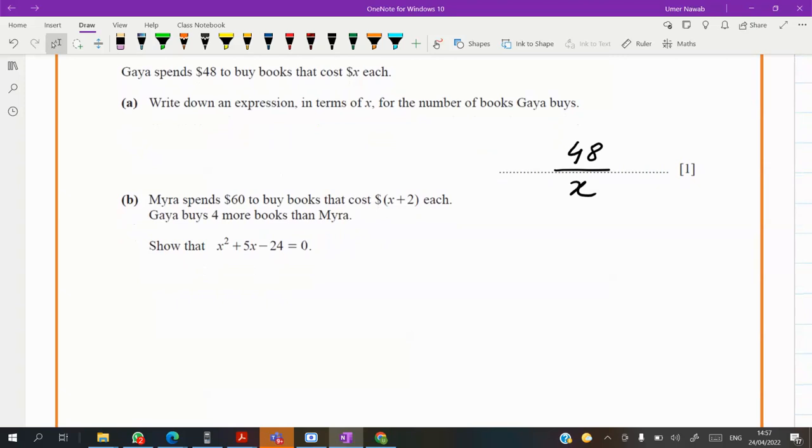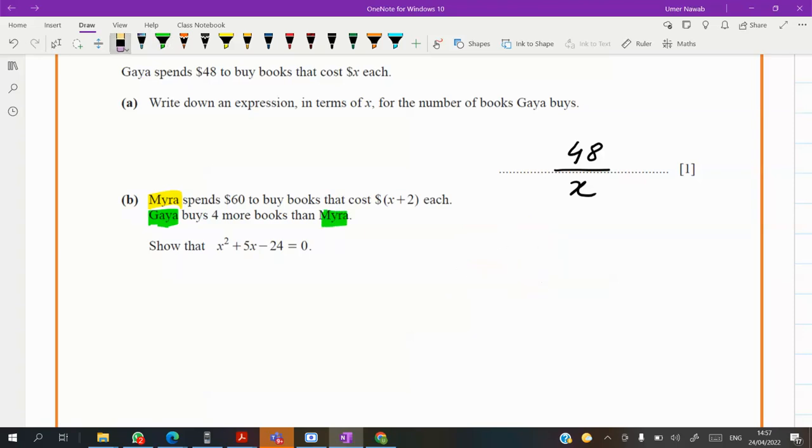There's another girl, Myra. She spends $60 now, and her book costs X plus 2. So books are more expensive now. So Myra's number of books is 60 over X plus 2. Now, who bought more books? Gaia bought more books than Myra.